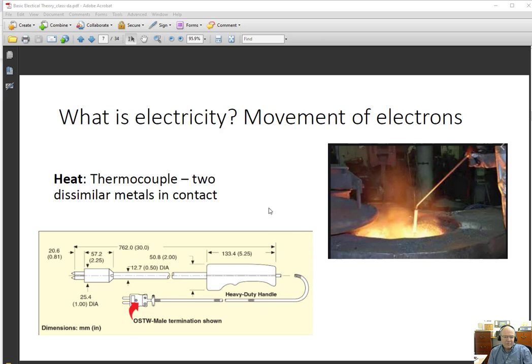So we went through friction, we went through the piezo crystal or pressure. Now we're looking at heat. And this is how electricity can also be generated. What you have here is a schematic of something known as a thermocouple, and over here you see it being used. This is molten steel, talking about 2,000 plus degrees Fahrenheit.